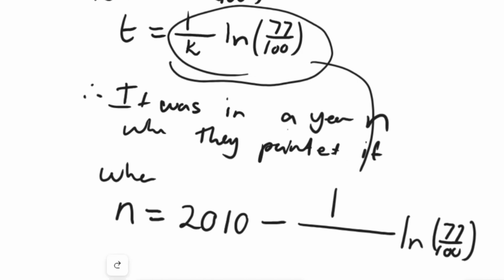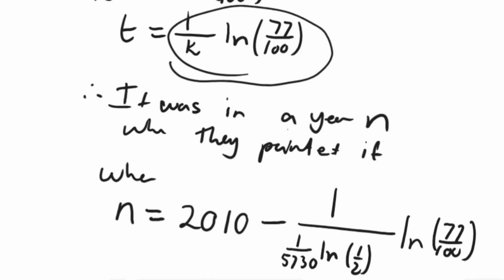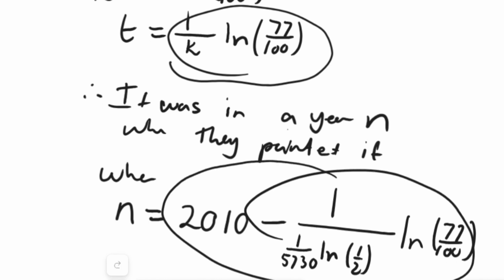Because I'm not using a calculator, this is how I'll write it, and this is what you must do if you encounter a challenge where you don't have to use a calculator in an exam. So what is our value of k? Our value of k was, if I remember very well, 1 over 5730 ln of 1 over 2. You will put it here, and this will be the final answer. This whole thing here represents a certain year that we don't know.